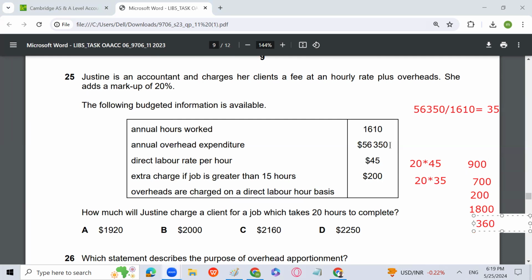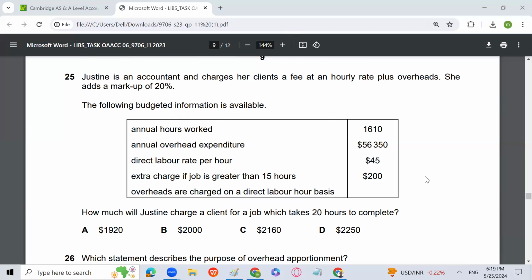Yes. So C is the answer for this question, because by adding the cost, which is 1800, and by adding markup 20%, we will get the total selling price, which we are going to charge to the client. That is 2160. Okay.